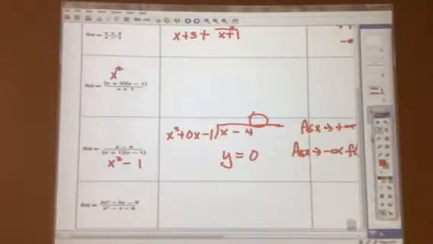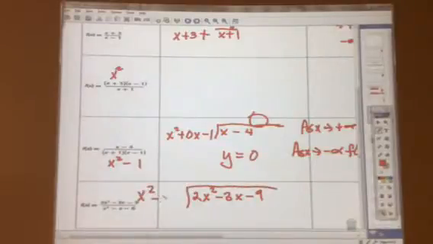Let's look at the last one. 2x squared minus 3x minus 9 divided by x squared minus x minus 6. There's where my answer is going to go. How many times will x squared go into 2x squared? 2 times. 2 times x squared is 2x squared. 2 times negative x is negative 2x. 2 times negative 6 is negative 12.